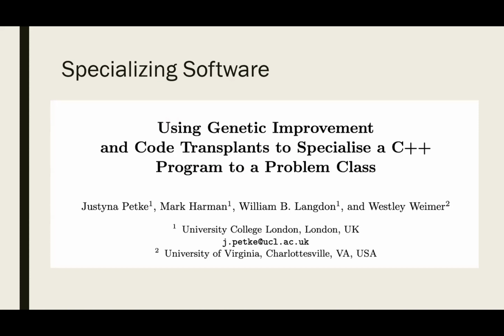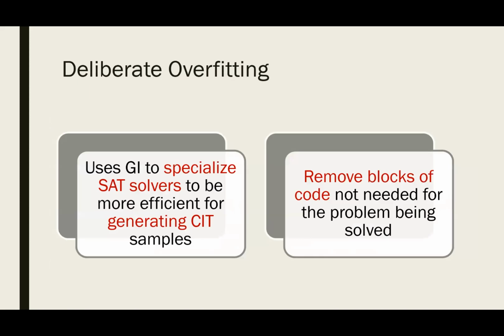There is interesting work, though, that leverages overfitting. This is an older paper from Justina et al. I like this paper because it specializes a SAT solver for a particular class of problems, which is something called combinatorial interaction testing, which I happen to work in that area. What they do is take a SAT solver and specialize it to be more efficient for one particular purpose, in this case combinatorial interaction testing.